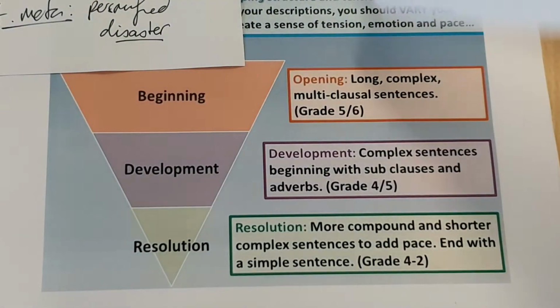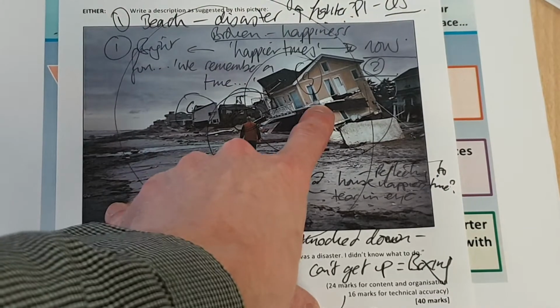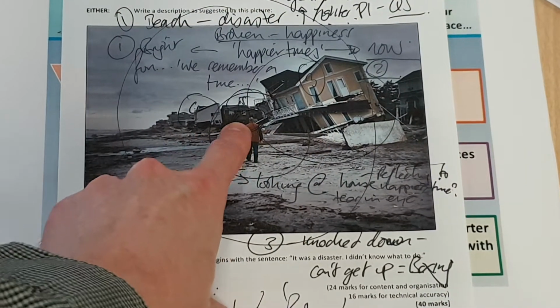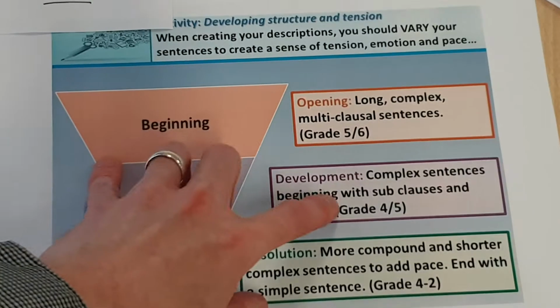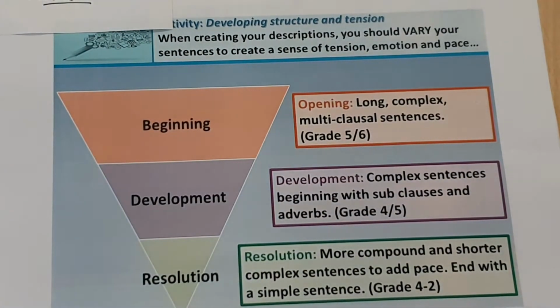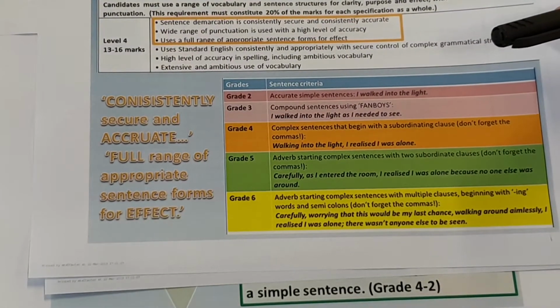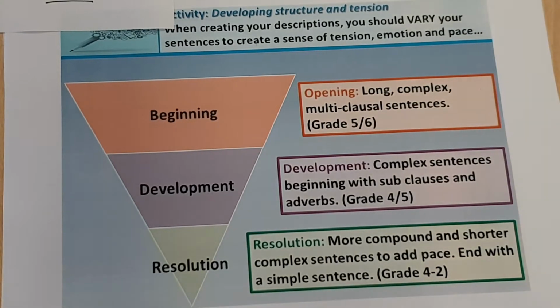Your development, moving into number 3 and potentially number 4, so focusing on specific things, you go complex sentences beginning with subordinate clauses and adverbs. So again, that's our grade 5, grade 4 sentences. Now the reason you do that is you're beginning to bring in an element of emotion, an element of different perspective. And finally, our resolution, our final moments.